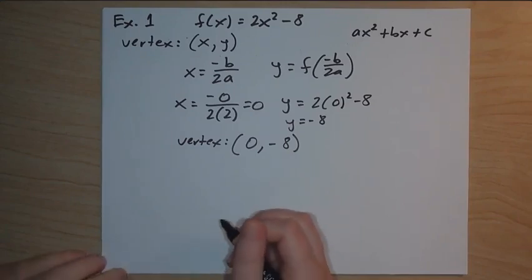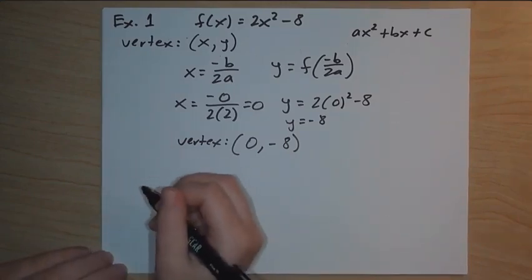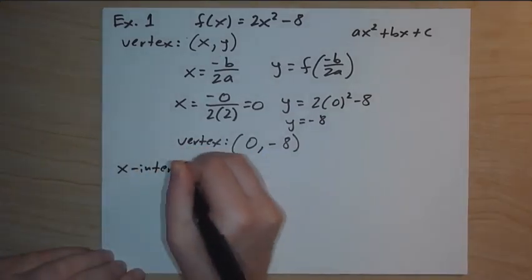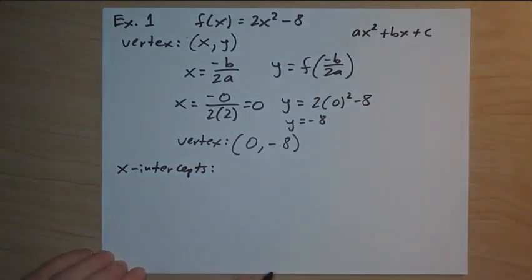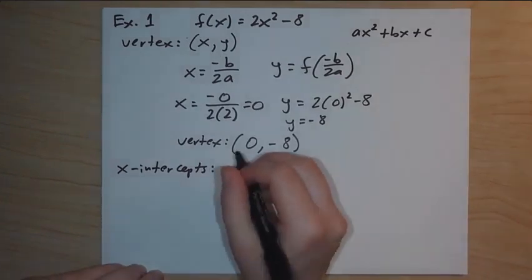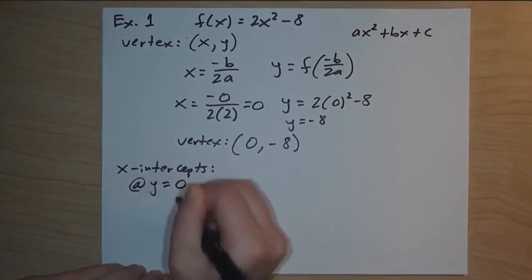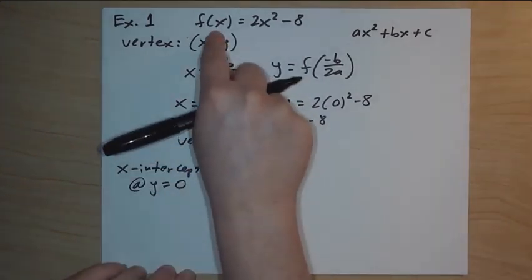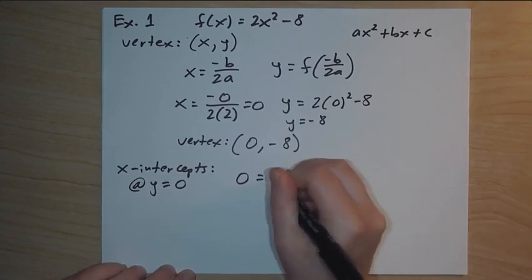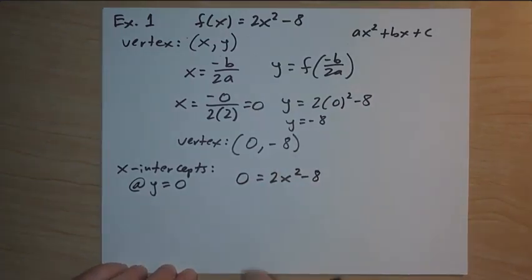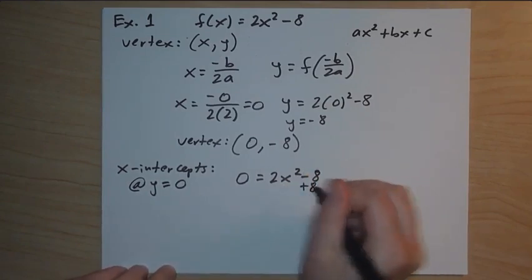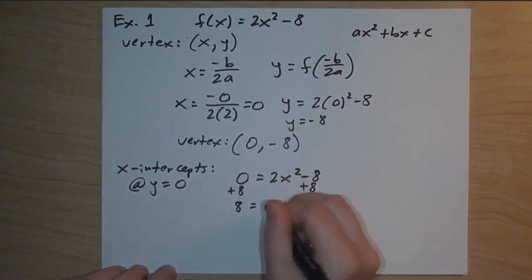So we found our vertex. We now need to find our x-intercepts and the y-intercept and the range. So we're going to move on to the x-intercepts. We can find our x-intercepts when y is equal to 0. So y is the same thing as f of x. We're going to substitute 0 in for f of x. So this is 0 equals 2x squared minus 8. Once we have substituted that in, we're going to solve for x. So we're going to add 8 to both sides. So we have 8 is equal to 2x squared.